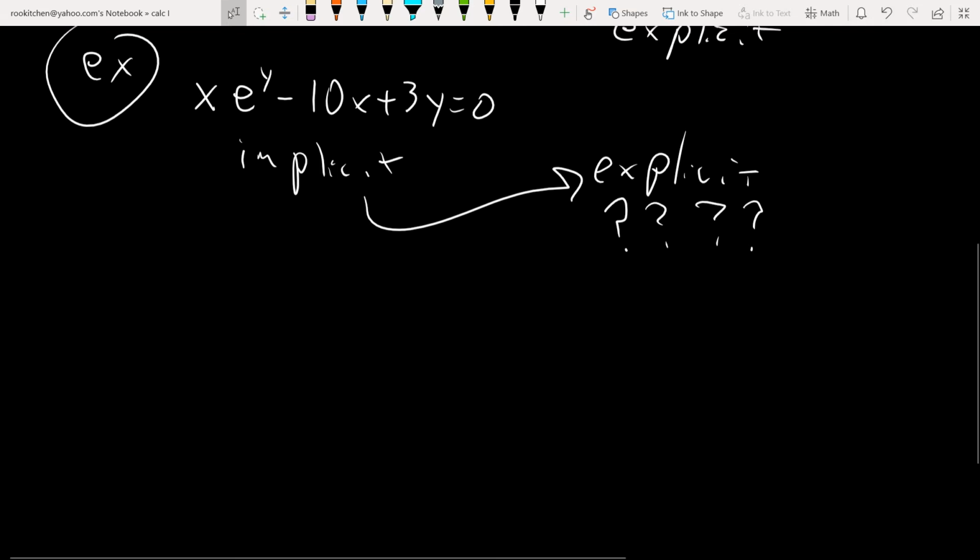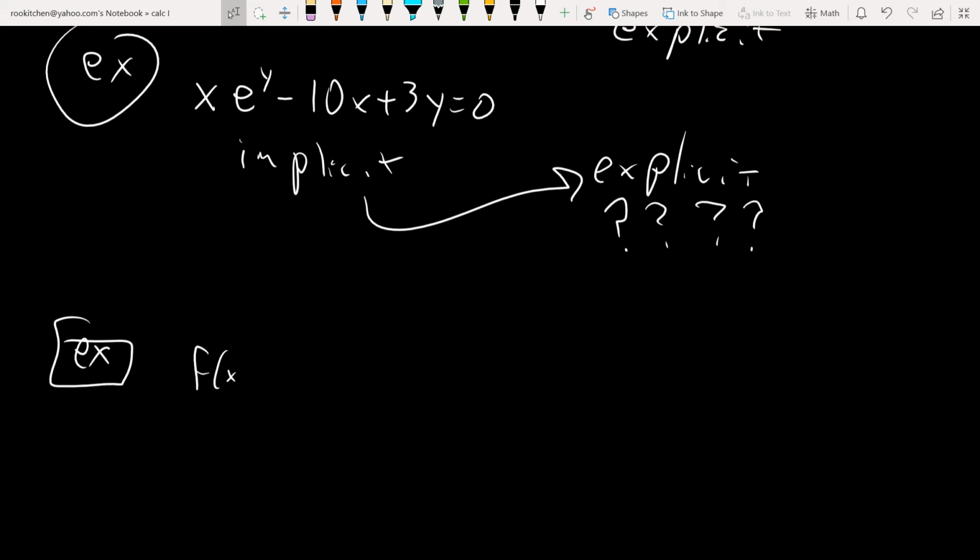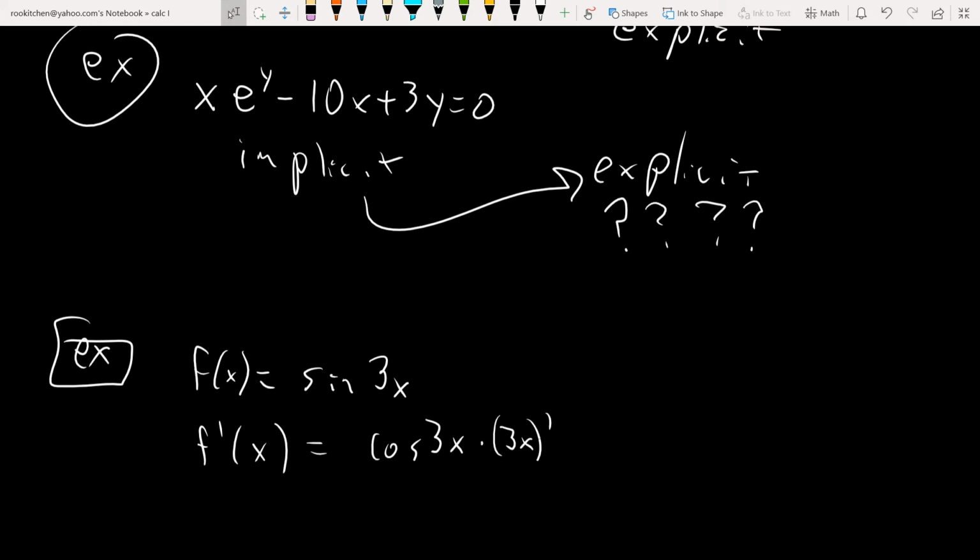Well, what you're going to do is pretend y is just some random function and kind of apply the chain rule. So for example, let's say I had something like f of x equals sine of 3x, right? So to find the derivative, what would you do? This is the same as cosine of 3x times the derivative of 3x, right? Times 3x prime, basically. So cosine of 3x, the derivative of 3x is 3. So my answer would be 3 cosine 3x.